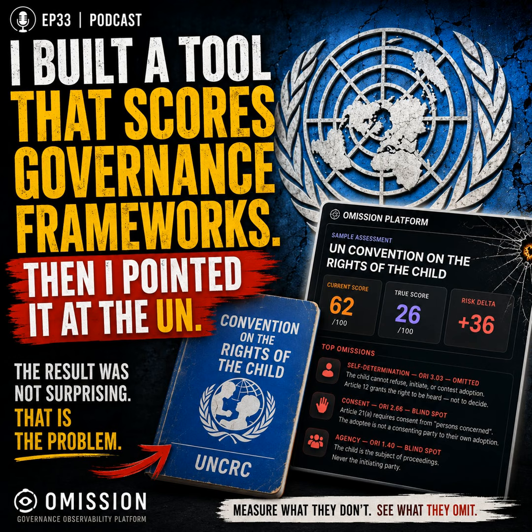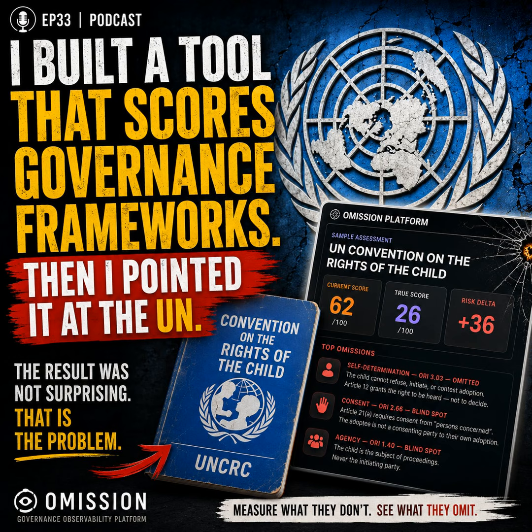So a high current score existing alongside a massive risk delta is actually the most dangerous structural combination possible. It is the blueprint of a systemic tragedy. It means the framework genuinely believes it is well governed while it is successfully structurally concealing massive amounts of harm exposure. That makes total sense. So when the UNCRC scores a 62, it means the convention is under pressure. It is forced to see some harm, which is why it hasn't defaulted to 100. But that risk delta of 36. That is 36 points of profound structural harm that the system is effectively hiding from itself.